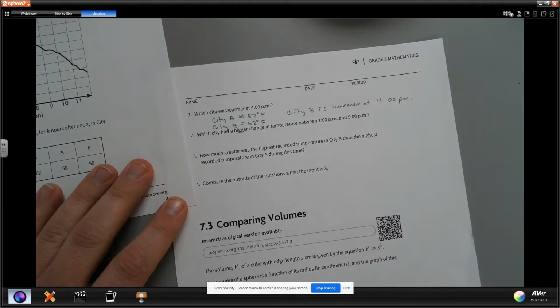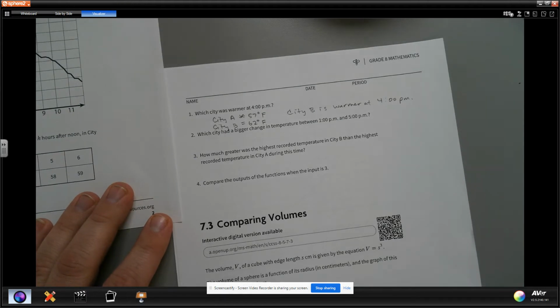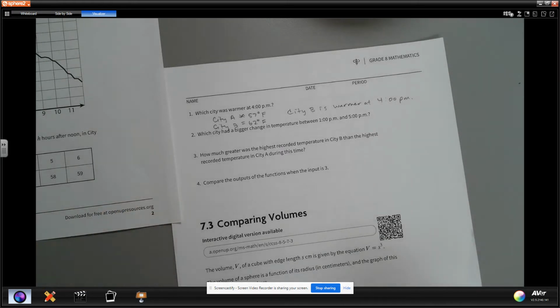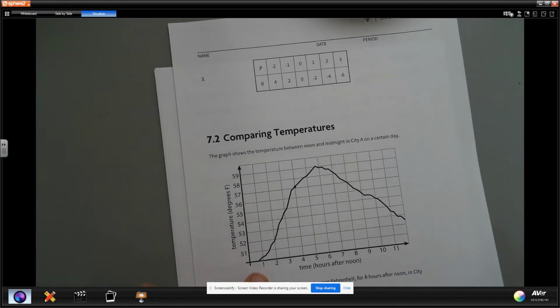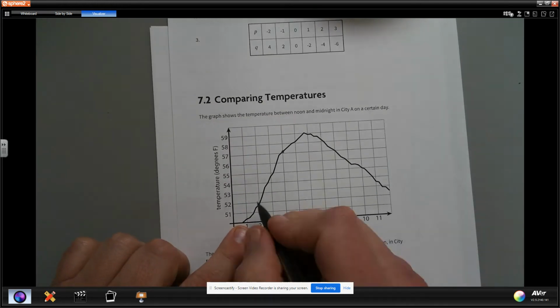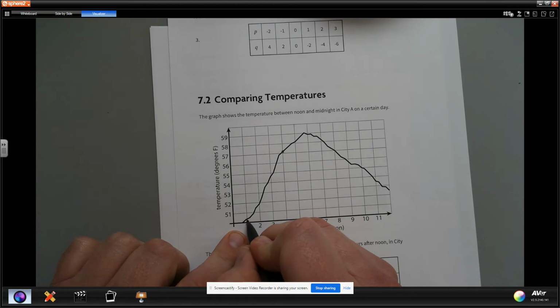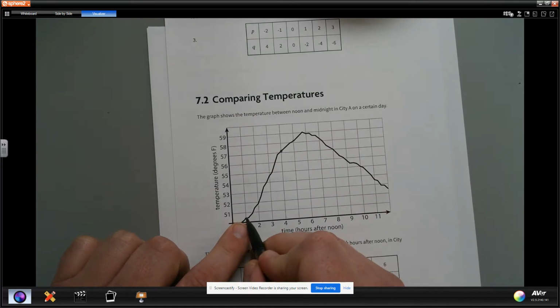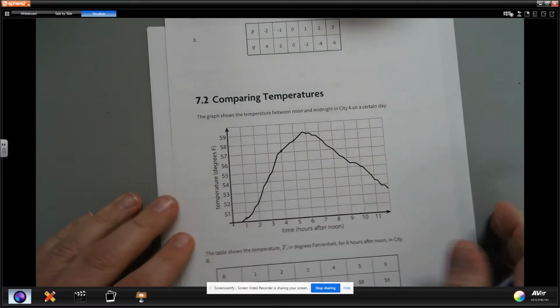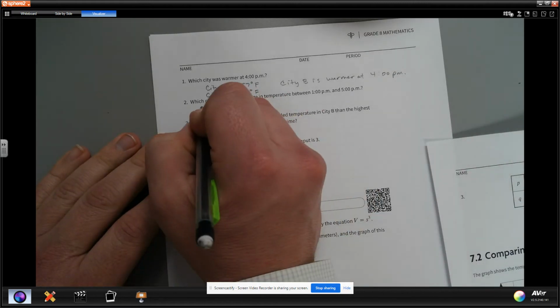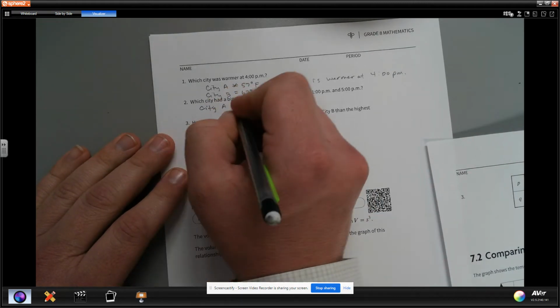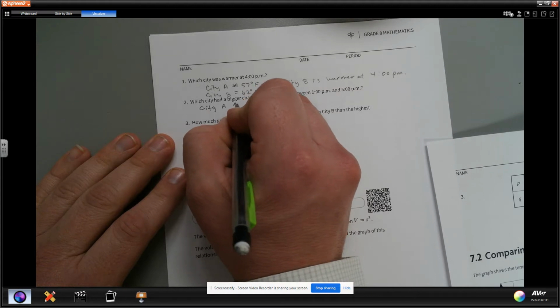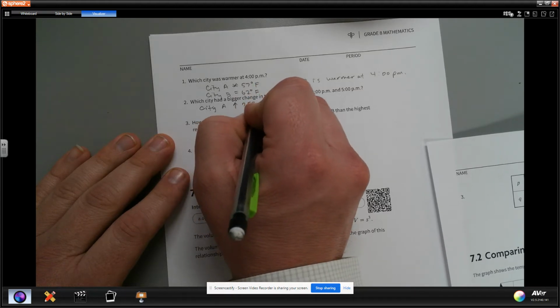Which city had a bigger change in temperature between 1 o'clock and 5 o'clock p.m.? When we look between those two times, for city A we're going from just a little bit more than 50 degrees Fahrenheit to 58. So we have at least 7.5 degrees of change, an increase of 7.5 degrees Fahrenheit.